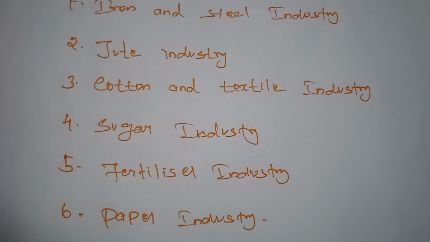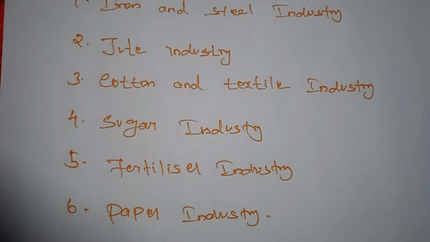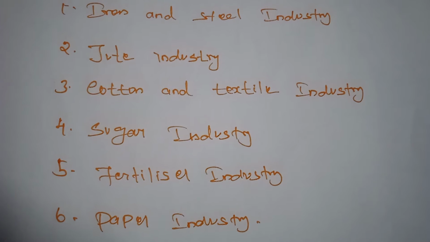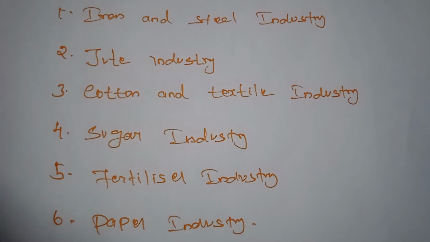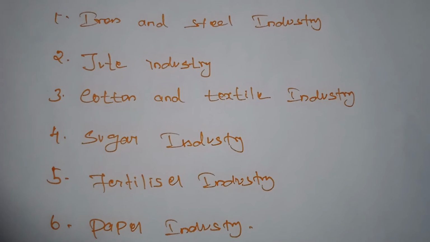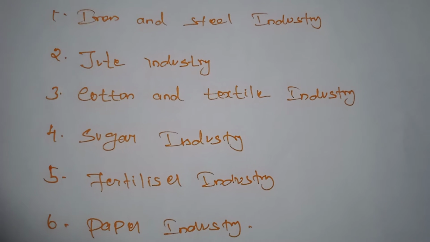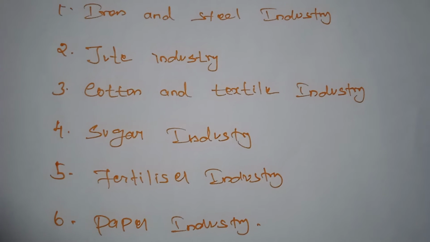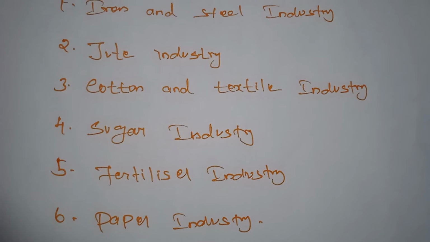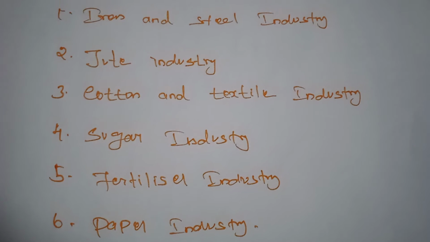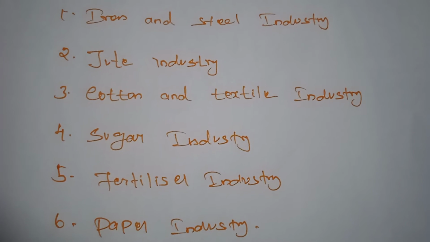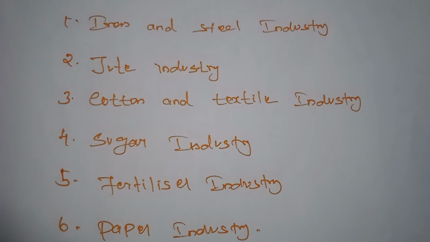Next is the sugar industry. The sugar industry is the second largest among agro-based industries in India. Sugar industries also provide employment opportunities for both the agricultural sector and the industrial sector. India is now the largest producer and consumer of sugar in the world. In our nation, Maharashtra alone contributes over one third of the Indian total sugar output.